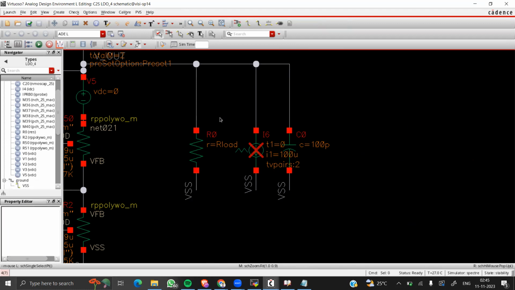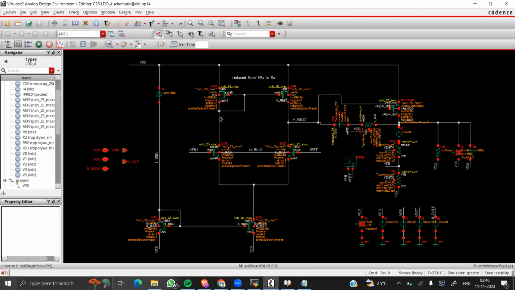This takes 100 picofarads of output capacitor and load capacitor, and is designed for currents ranging from 100 microamperes to 2 milliamperes. It can be designed further for a greater range as well, easily. So this is the basic architecture of the LDO.